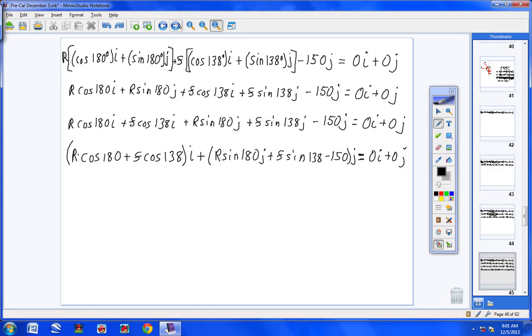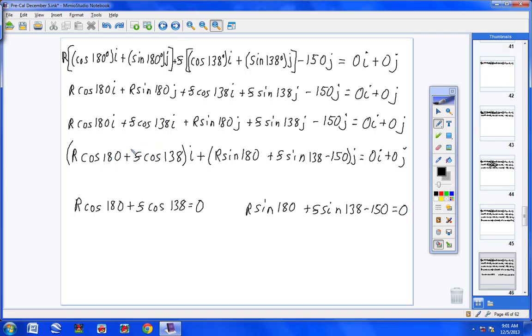So because of that, what I said was this. I took this group right here that you want to become a 0, and I set it equal to 0. I took this group here that I wanted to be equal to 0, and I set it equal to 0.